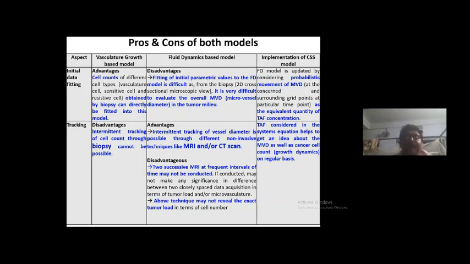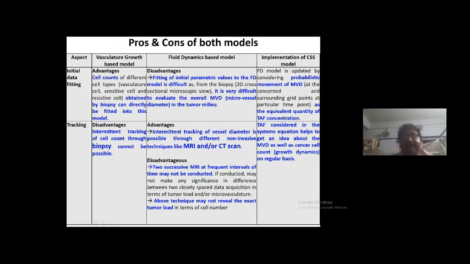Now, both the models have some pros and cons. Why is there a need for the development of the CSS model? Because individually both models have some advantages and disadvantages. Like the VG growth model: for any mathematical or analytical model, one has to initialize the system. For initializing the system, the cell count can be added directly for the VG model.